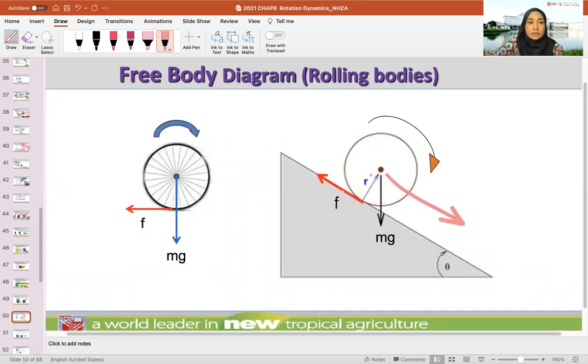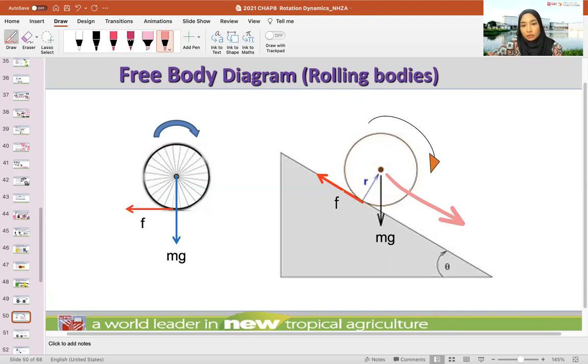Oh, this row cerita pasal kinetic energy. Kinetic energy pula. Dia punya free body diagram. So the free body diagram for this tire, before it was rotating, it has friction and also mg. Kita assume dia dekat sini. It has mg and also friction that is parallel to the surface.